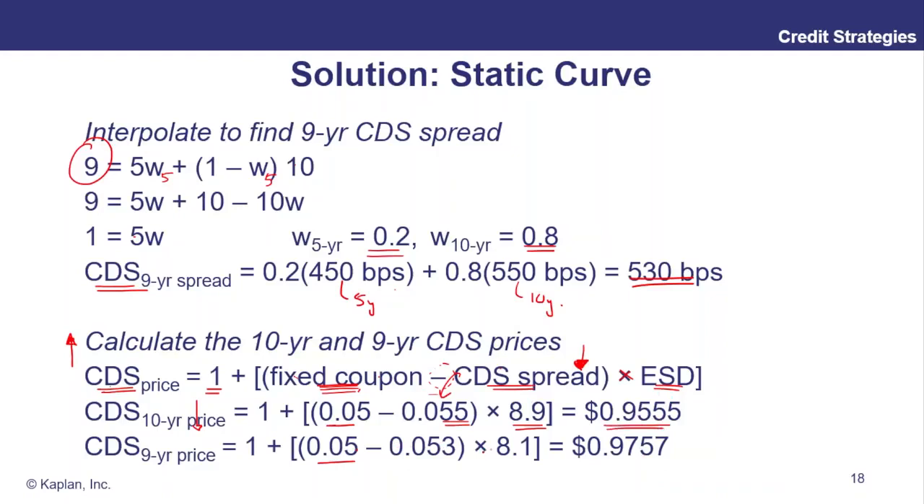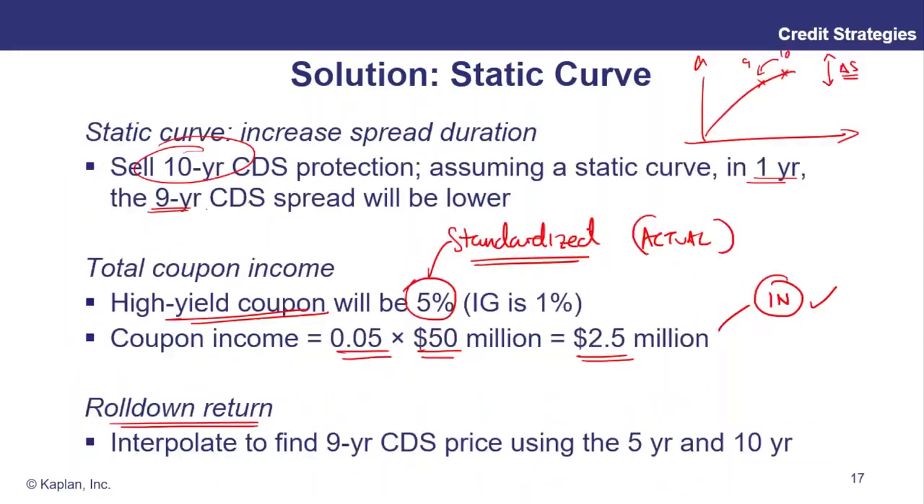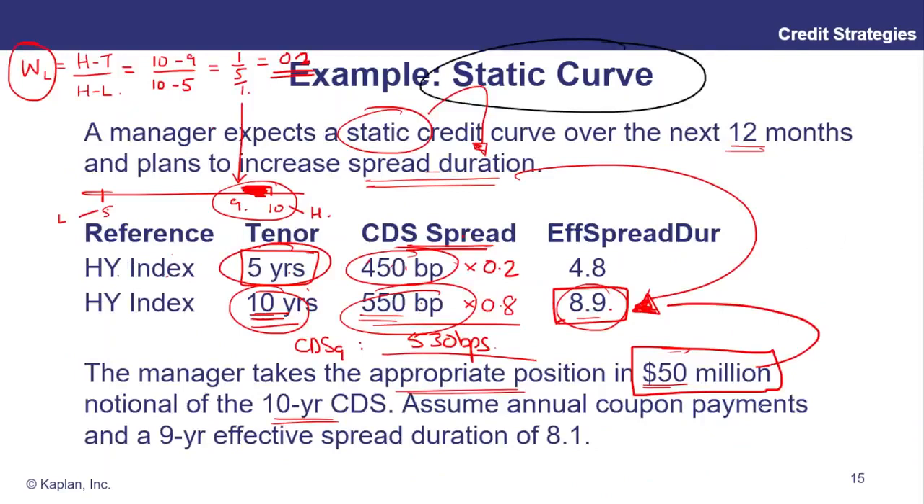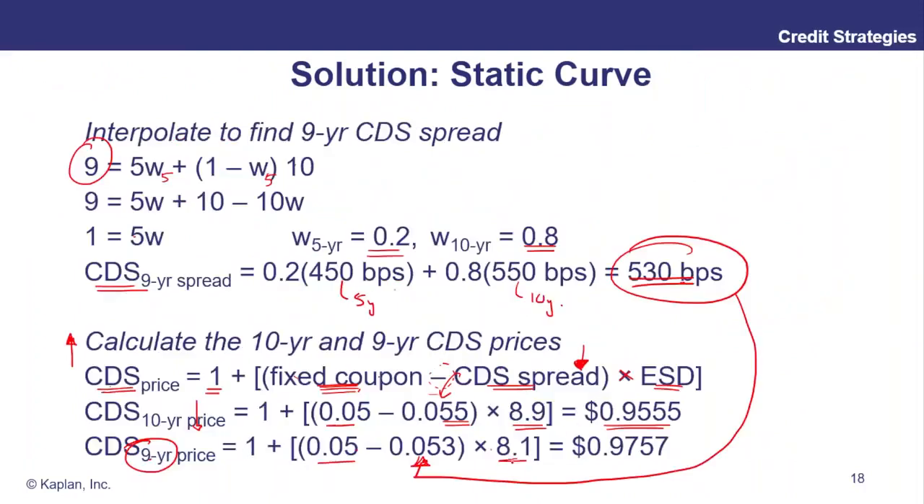When we get to 9 years, we've already said that the 9-year spread, with no change in the curve, we expect to roll down in terms of CDS spread to 530. So we just replace 530 in there. 530 bips is 0.053 in decimal terms. And the very strong hint in the question that we needed to interpolate and reprice the contract was where we were given a 9-year effective spread duration of 8.1. The fact that you're given that suggests you're going to be using it. And this is where you use it. You're working out essentially the upfront payment on the 9-year CDS.